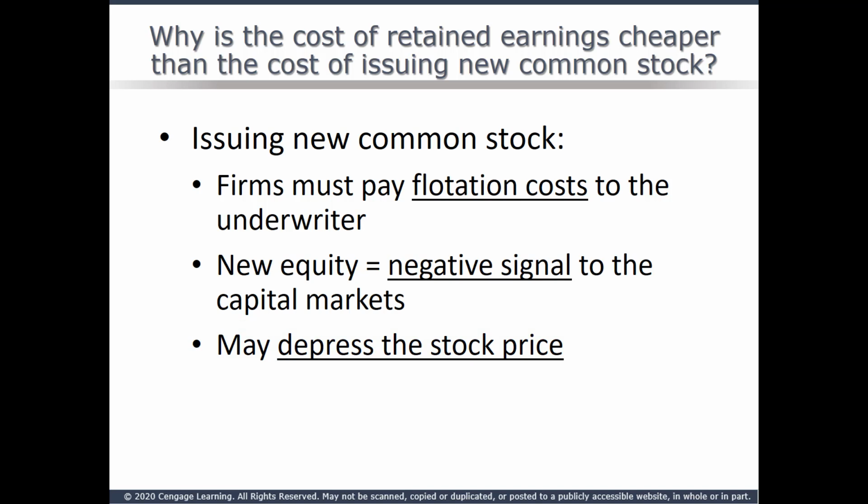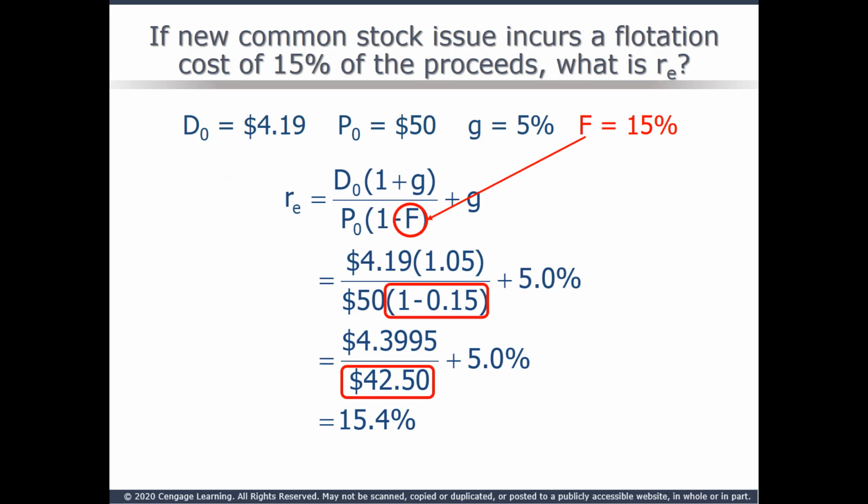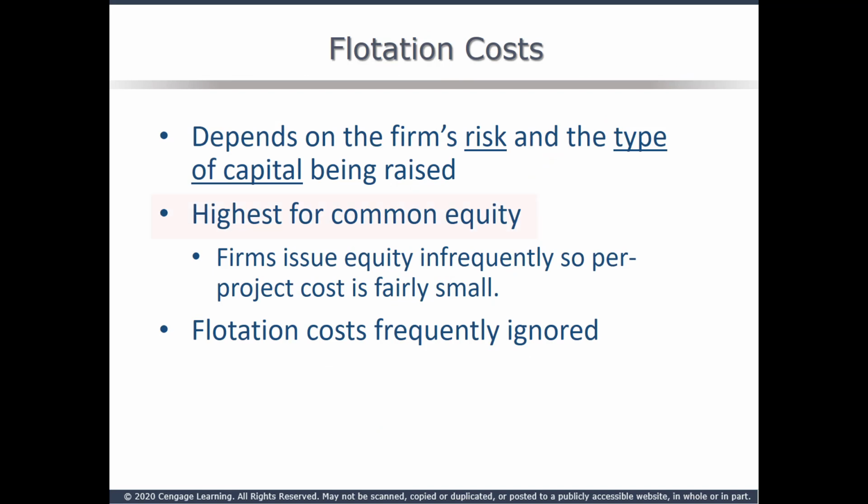Adjusting for flotation cost uses the DCF model. Continuing our Coleman example with the addition of a 15% flotation cost. Flotation cost is incorporated into the denominator of the constant growth model, reducing the price received by the issuer. The cost of new equity rises to 15.4%. Flotation costs for common equity are the highest since the asset is the riskiest. Flotation costs for preferred and debt are frequently ignored since they're significantly smaller.